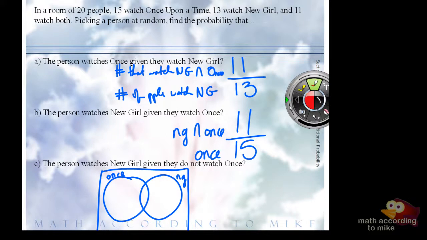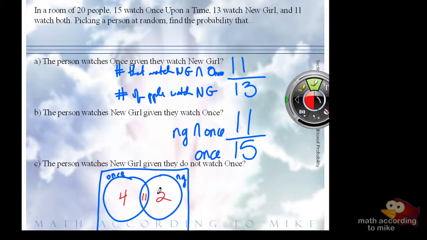All right, start with the leaf shape. How many watch both? 11. How many only watch Once? 4. Because if 15 total people watch Once, and 11 happen to watch New Girl, then only 4 watch Once by itself. A total of 13 people watch New Girl, and 11 happen to also watch Once. How many only watch New Girl?